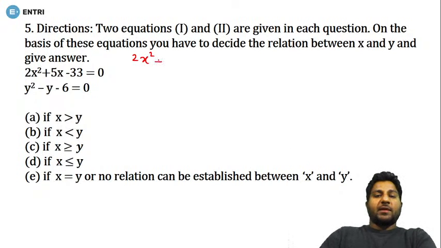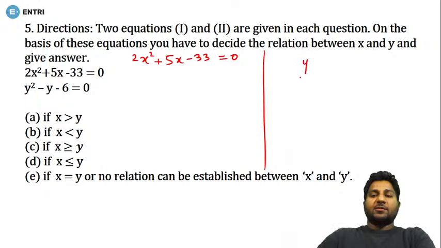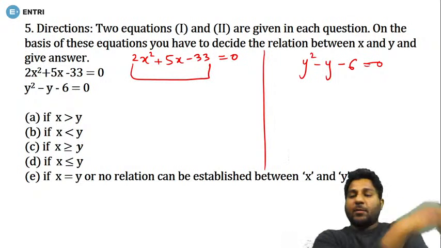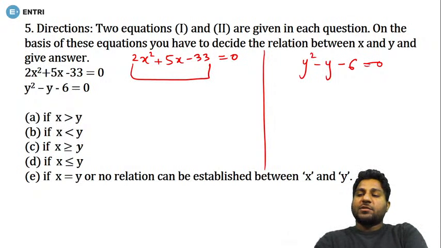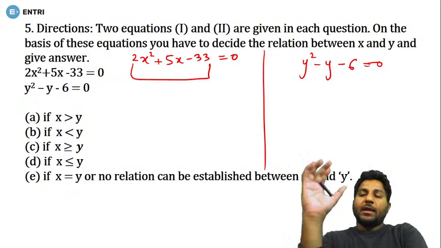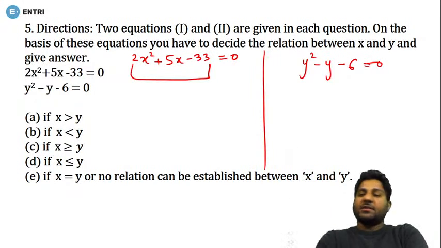2x square plus 5x minus 33, and y square minus y minus 6 is equal to 0. So 2 into 33. Come on, I want you to solve this question in a simple manner. And guys, must share this session.